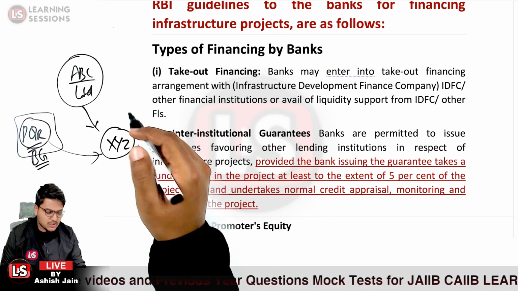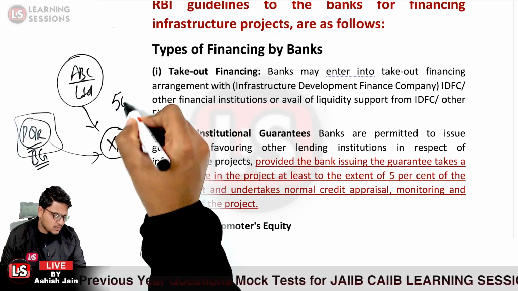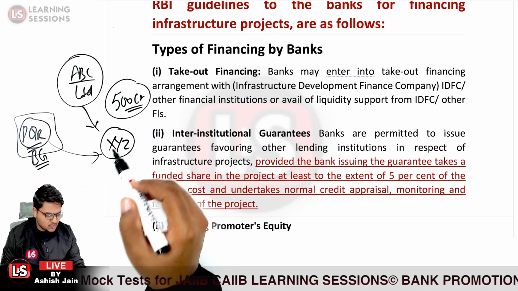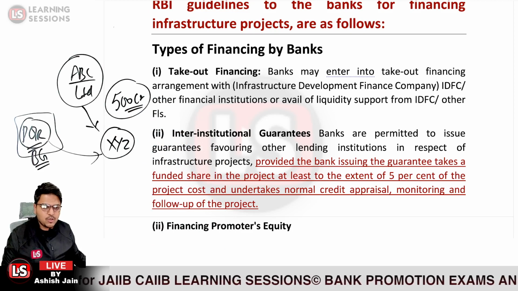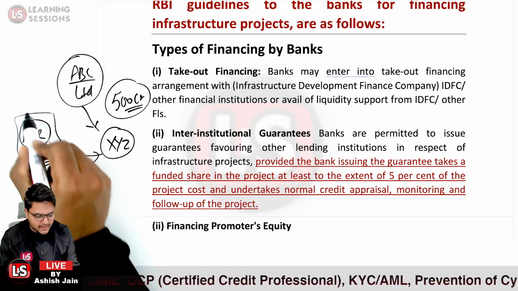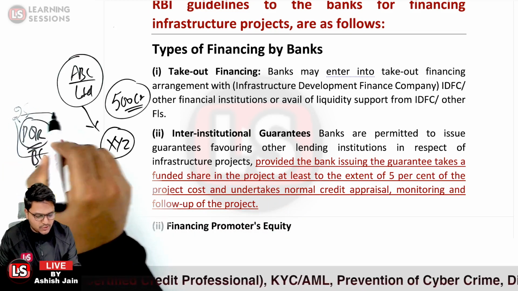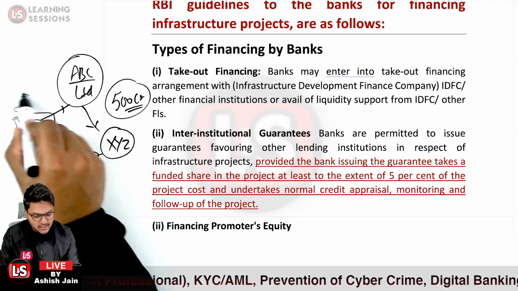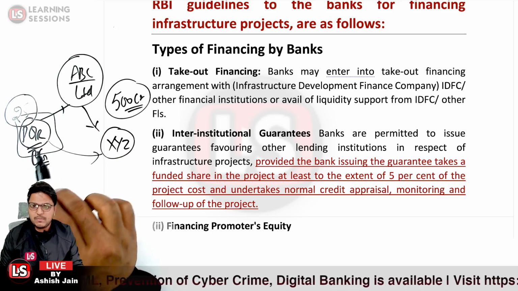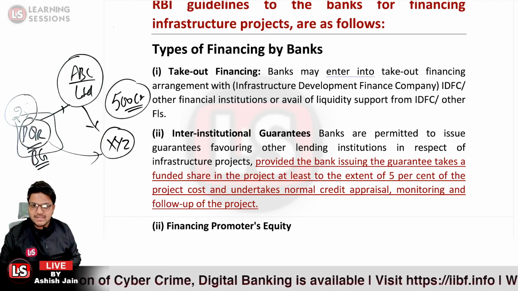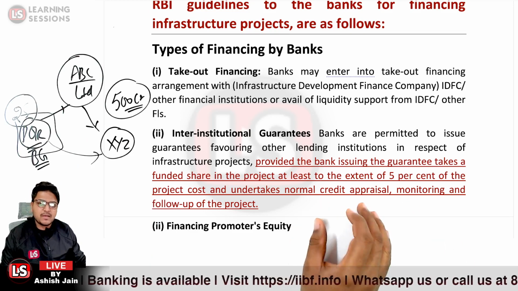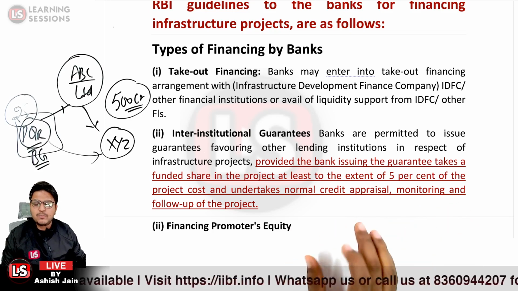Let us take the case that the total project cost was 500 crores. Now at least 5% of 500 crores is equal to 25 crore. That must be the funded share by the PQR bank itself in the project cost. Not the margin actually, this must be the contribution. This must be the minimum contribution by the PQR bank into the project cost. Is that clear? Okay. And also it must undertake the normal credit appraisal, monitoring, and follow-up of the project itself.